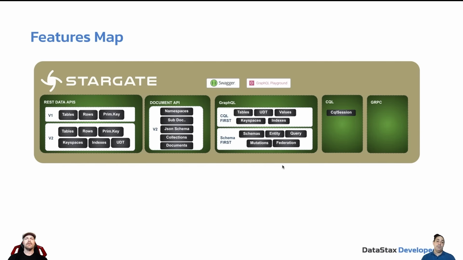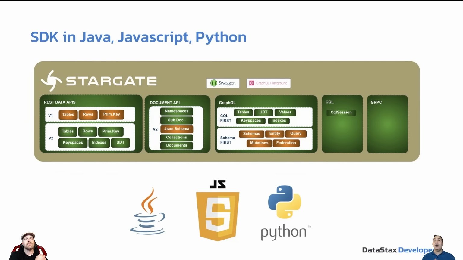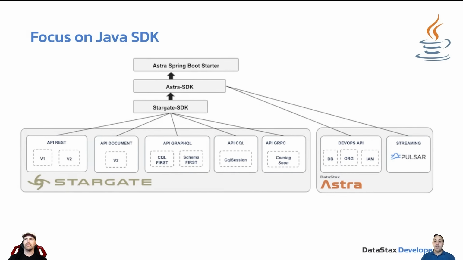So Stargate provides the REST API in multiple versions. Document API doing a lot of stuff. GraphQL APIs, even 2 APIs. One SQL first, one schema first to do GraphQL federation, SQL, and even more coming. So that is a lot. And this is the reason why we created at DataStax 3 SDKs, one for Java, one for JavaScript, one for Python. Yet, maybe more to come. And we have created the client and wrapper to use the APIs. So the APIs for Stargate and also APIs in Astra.